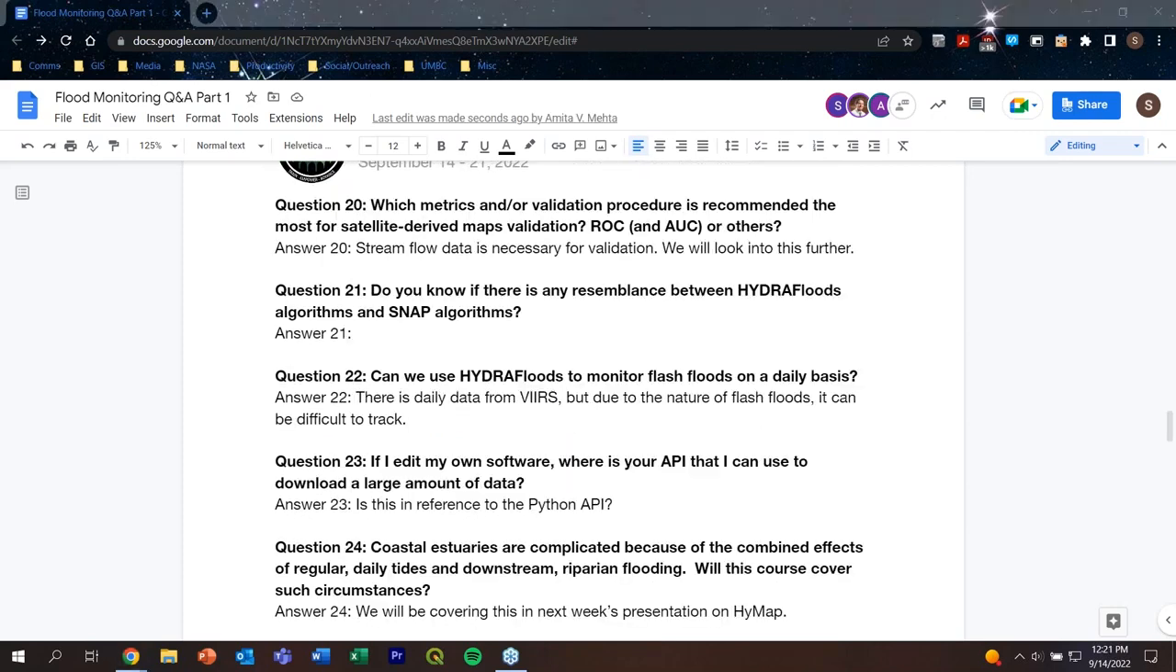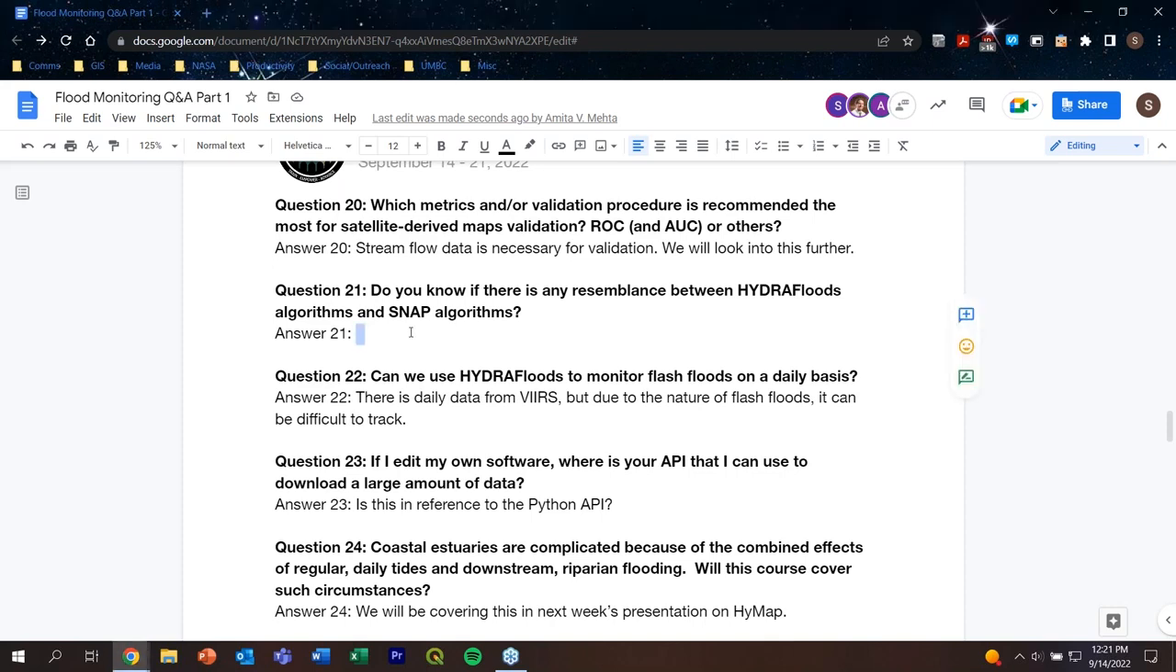Hi, I'm seeing question 21 here. Do you know if there's any resemblance between HydroFloods algorithms and SNAP algorithms? I'm not too familiar with the SNAP algorithms, so I probably can't speak to this too much. But if whoever wrote this question, or anyone who knows more about the SNAP algorithms, I could try to talk about it further. But currently, I can't explain the resemblance between the two at this point.